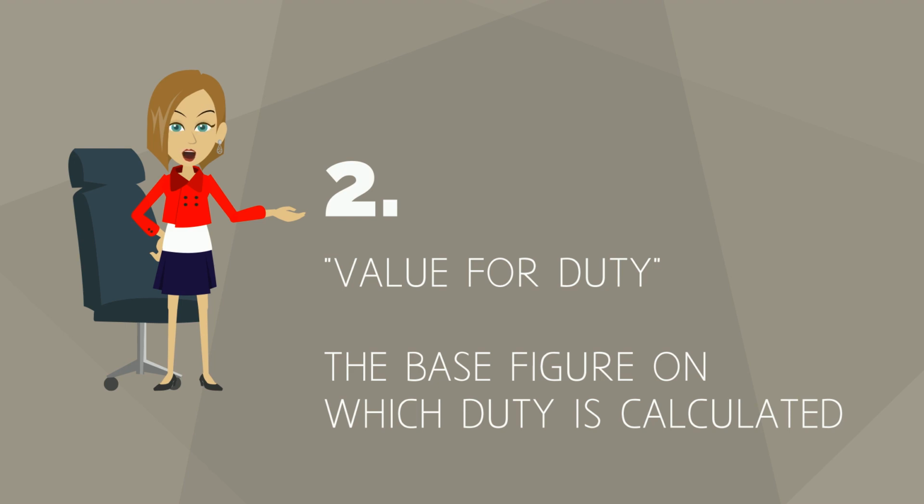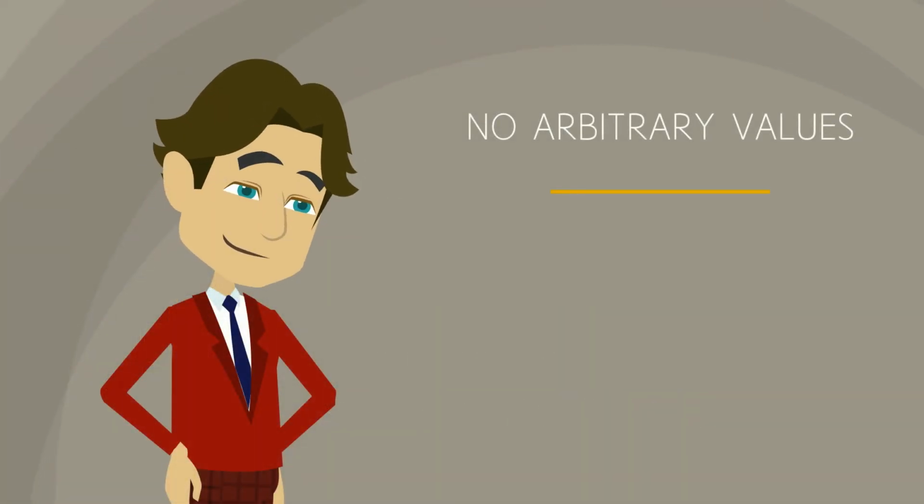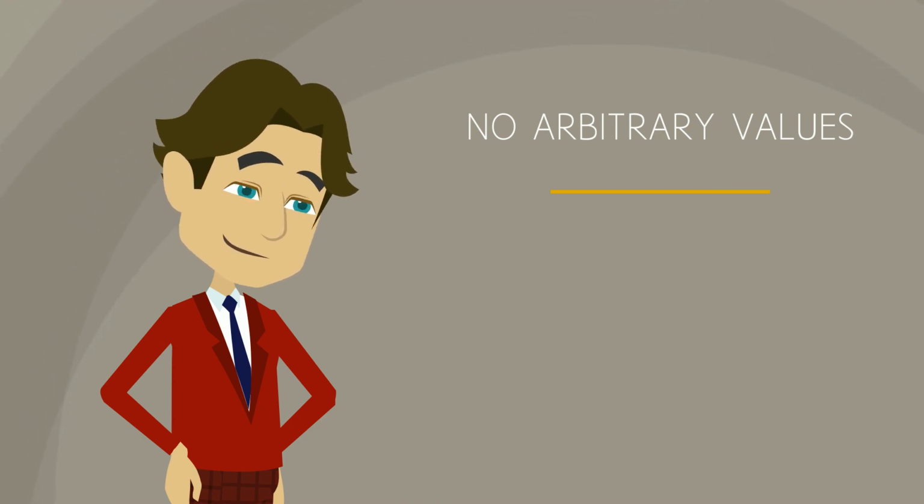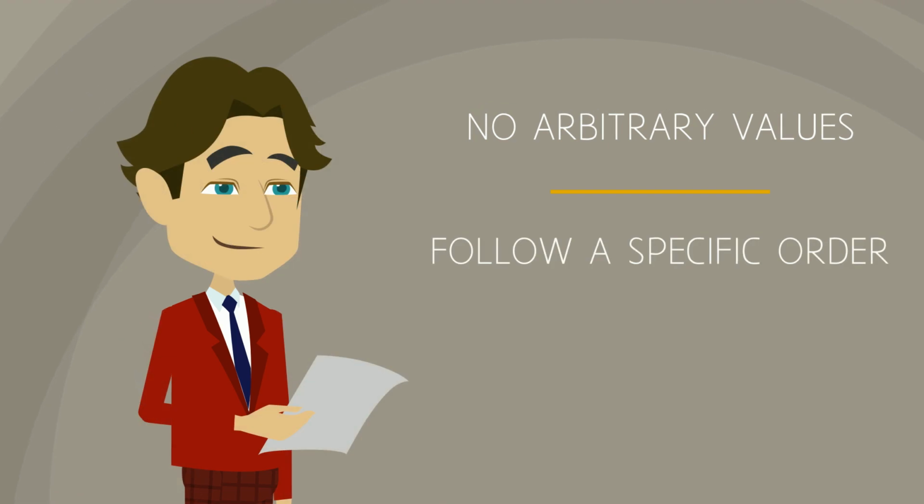But there are also a few more things to take into consideration. For one, you can't use arbitrary or fictitious values. For example, if you've seen your product sell online for $2,500, you can't just decide to use that as your value. It's also important to know there is a specific order and process to follow in determining this value.